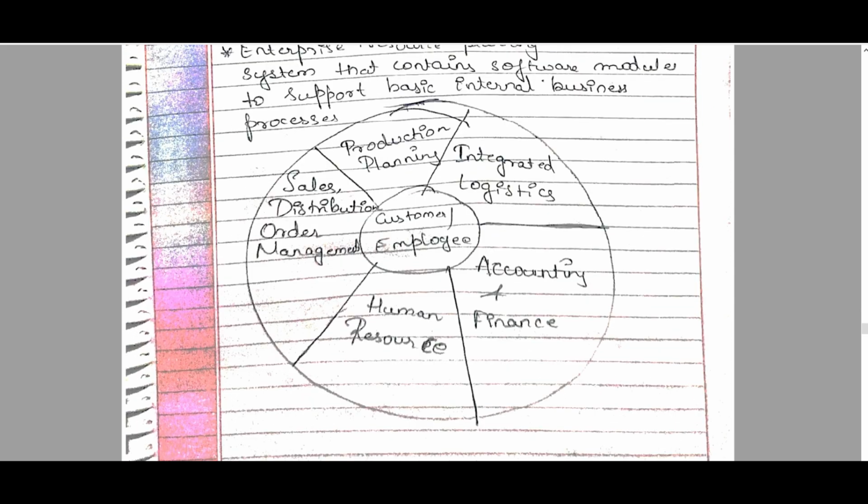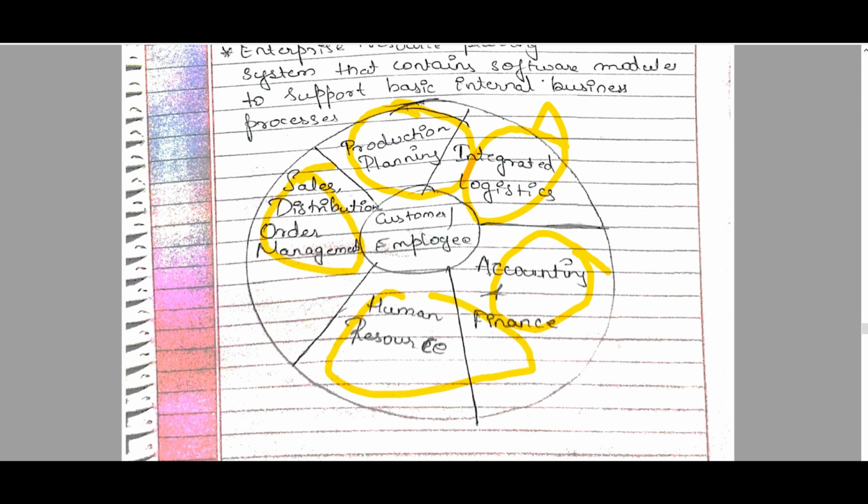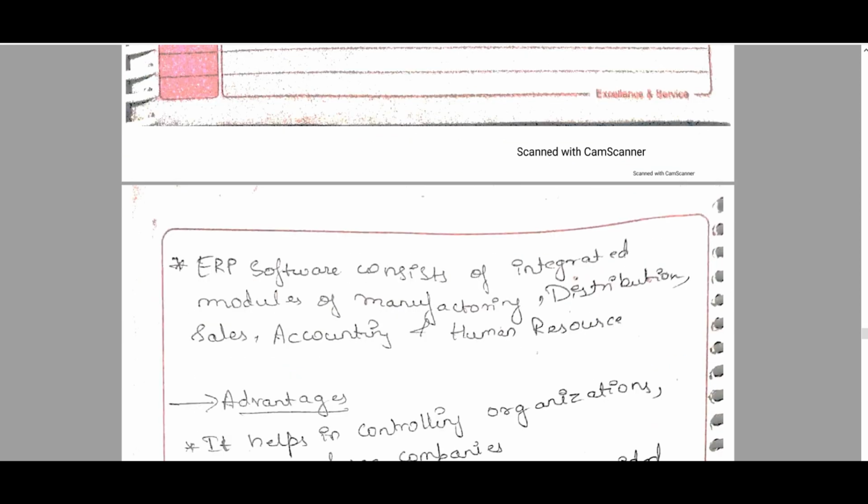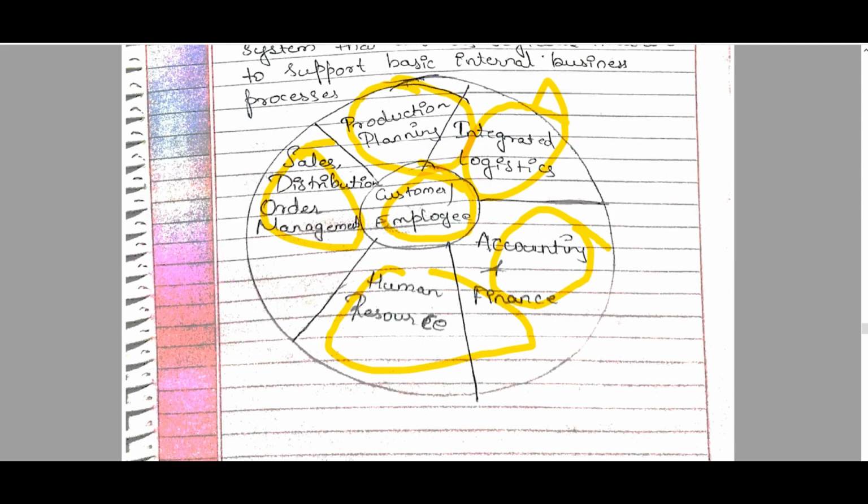What are the business processes? Internal business processes are production planning, logistics, accounting and finance, human resource, sales and distribution, order management like customer and employee. These are the internal processes. It integrates everything and it automates it. ERP consists of integrated modules: manufacturing, distribution. You can write this only. ERP consists of production, logistics, accounting and finance, human resources, sales, distribution, etc.